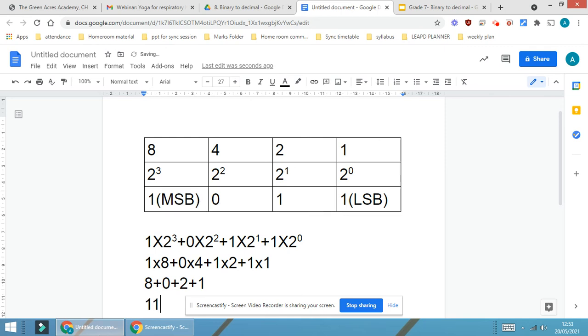So 1011 it is binary. 1011 binary, it is equivalent to 11 in decimal. So this was the first example, that is we have converted the binary, that is 1011 into decimal. The equivalent decimal of binary 1011 is 11.